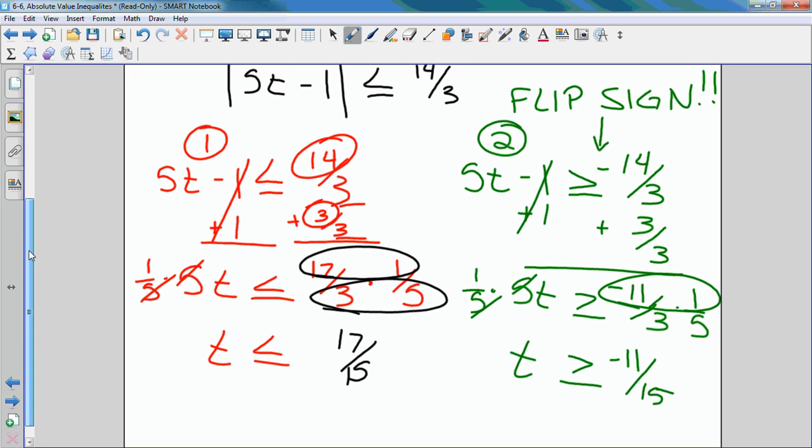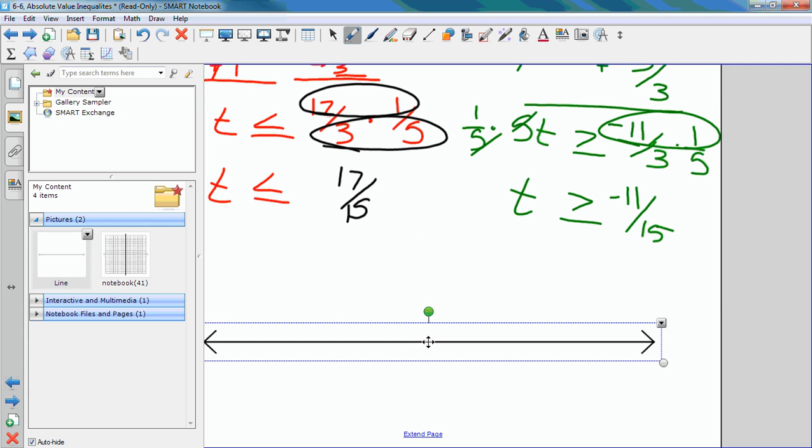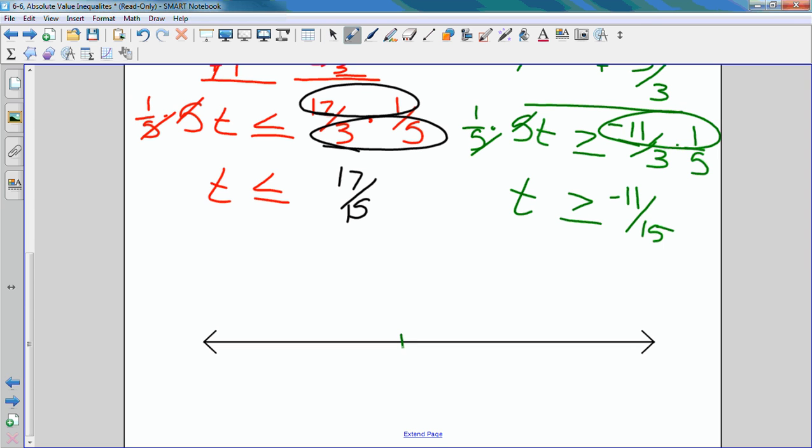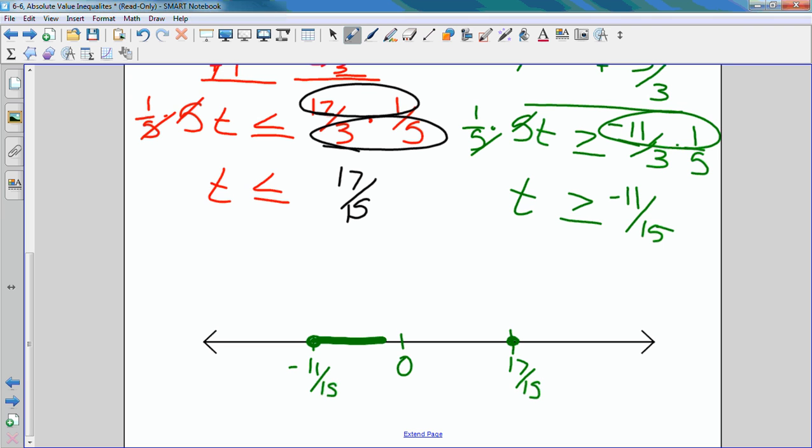Now we have to graph it and decide if and or goes in there. Get your graph out. I have, here's 0. 17 over 15 is just a little bit over 1, so I'm just going to put 17 over 15 here. And negative 11/15 is a little bit less than negative 1, excuse me, negative 11/15. I have closed dots on both of them. And which way are they going? This one's going to go which way? To the left. Look at the arrow, look where it's pointing. It's going to go this way. And this one is going to go this way, so there's an and or graph.